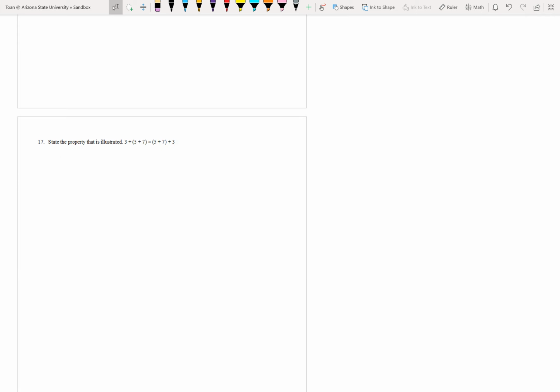Here, for problem number 17, you either know it or you don't know it. I mean, there's nothing to figure out. You just have to be able to recognize the properties. I notice that if this was the original statement, it looks like the order was changed, but the grouping itself wasn't changed. What's inside the parentheses is 5 plus 7. So I know it's not associative, because associative would mean that the parentheses are different. So all I did was move the parentheses to the front.